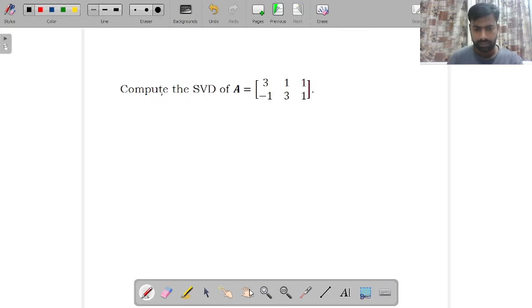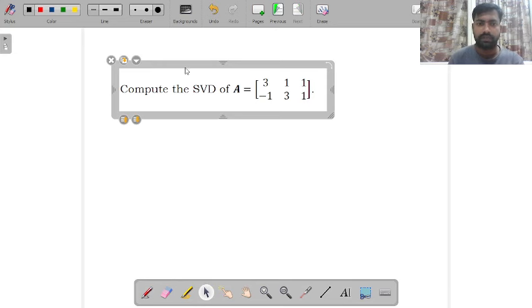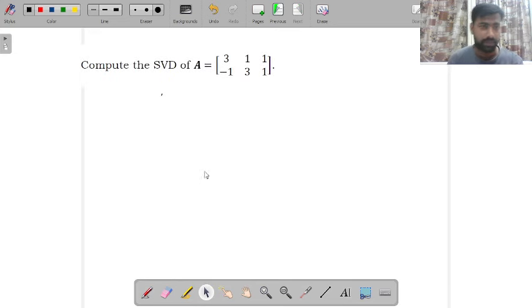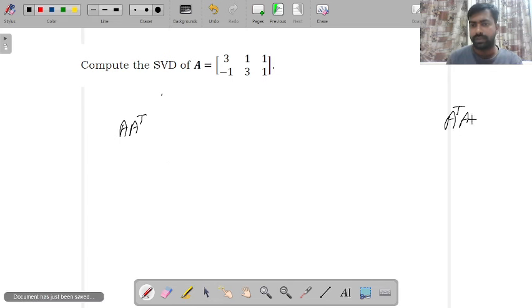So here we need to compute the singular value decomposition of this matrix. So first, what do you do? You start with A into A transpose, find its eigenvalues and eigenvectors, then you write the matrix U. Then you find A transpose into A, find its eigenvalues and eigenvectors, then you write the matrix V. So from that we can get SVD.